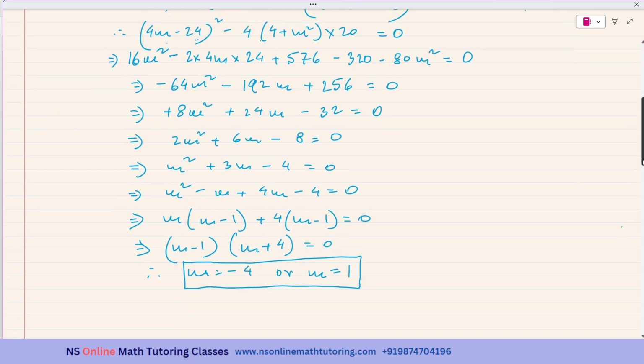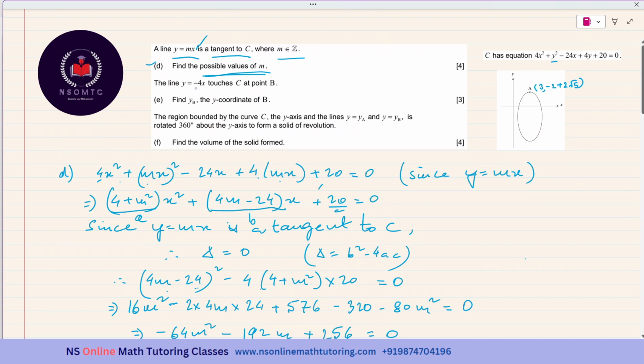This is the answer for this part D. The line y equal to negative 4x, so the m value they have taken as negative 4, y equal to negative 4x, touches C at the point B. It is having a negative gradient, so maybe the point B is over here, so I can have this type of a gradient, this type of a tangent, or B can be also over here. These are the two possible positions.